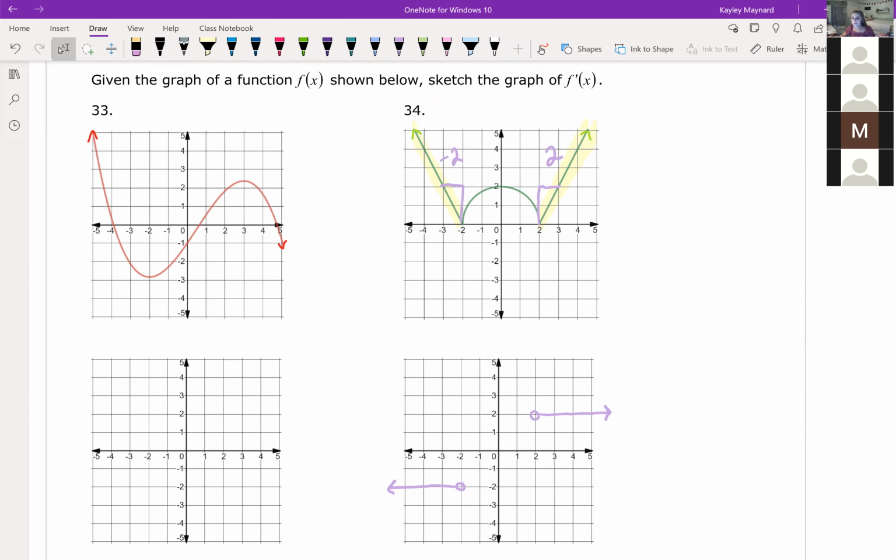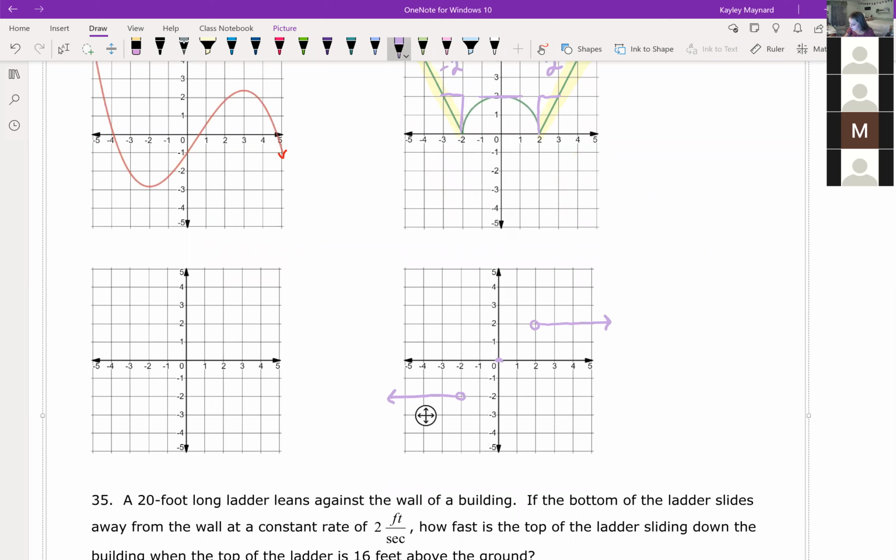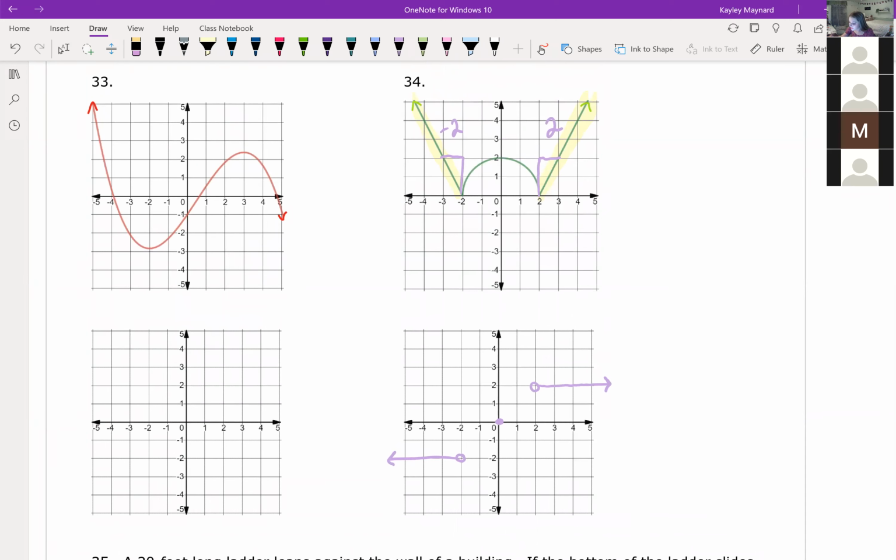So something that will help you graph the derivative is noticing that right here, the slope of the tangent line would be 0, which means that at 0, the derivative should cross the x-axis. Okay. So at 0, your derivative should cross the x-axis because the derivative will be 0 there, because the slope of the tangent line is 0. Hopefully that makes sense. So we know that here our derivative crosses.